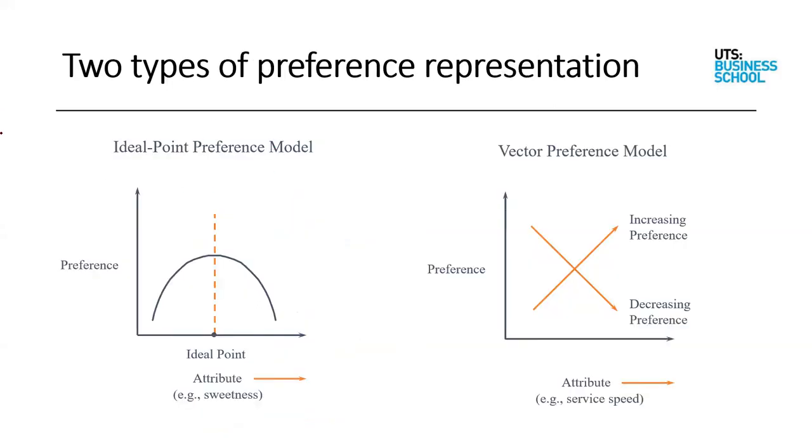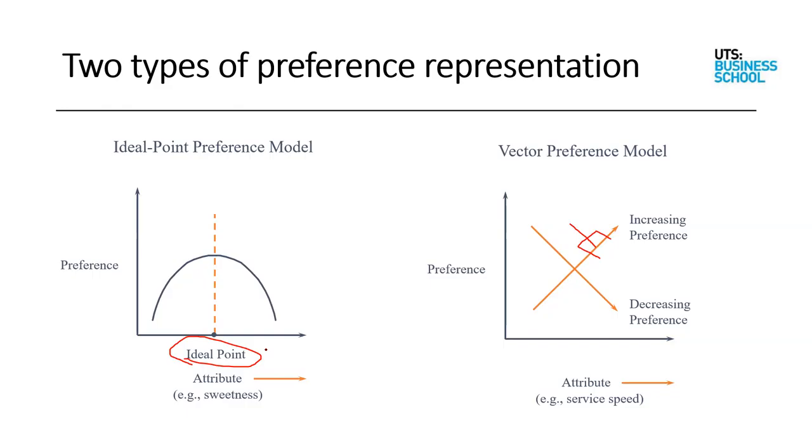Okay, so there are two types of preference representation, the ones that we just saw. One is the ideal point of the customer on a particular attribute. For example, the attribute can be sweetness and their preference for a brand. The other is the vector preference model. That is, you're able to spot how far the brands are on a particular attribute by drawing a perpendicular line. So both have their own advantages, and it depends on the situation, what you're trying to do.